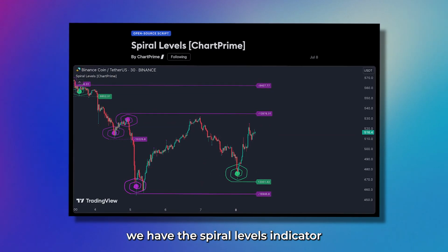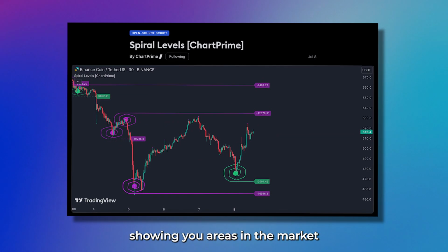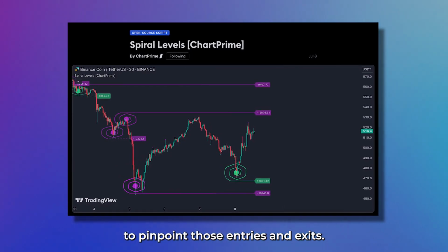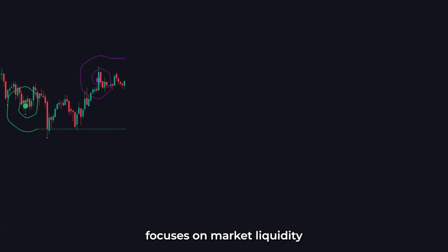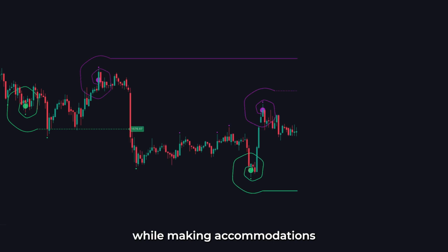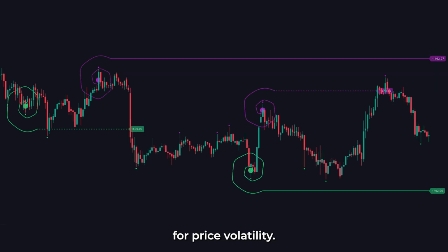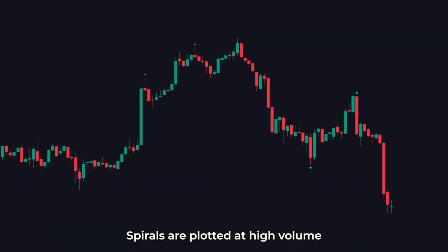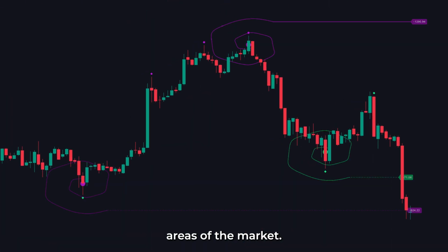Finally, we have the spiral levels indicator, showing you areas in the market that are seeing high volume, allowing you to pinpoint those entries and exits. This indicator focuses on market liquidity while making accommodations for price volatility. Let's take a look at how this indicator works. Spirals are plotted at high volume areas of the market.